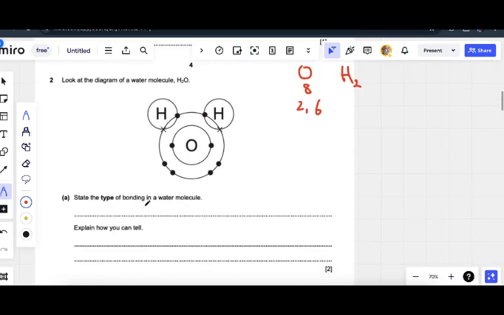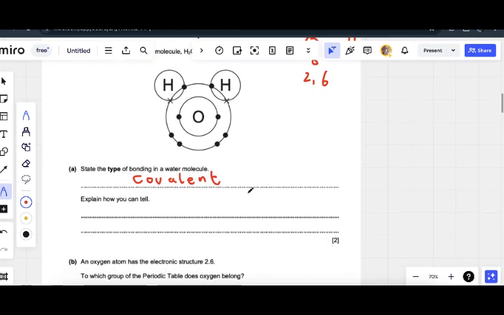Now it says state the type of bonding in a water molecule. Covalent bonding. So what you see here is covalent bonding. Covalent bonding happens between non-metals. Hydrogen is a non-metal and oxygen is a non-metal. So the bonding here, you just write covalent. You don't have to spend too much time. Then for the next one, I explain how you can tell.